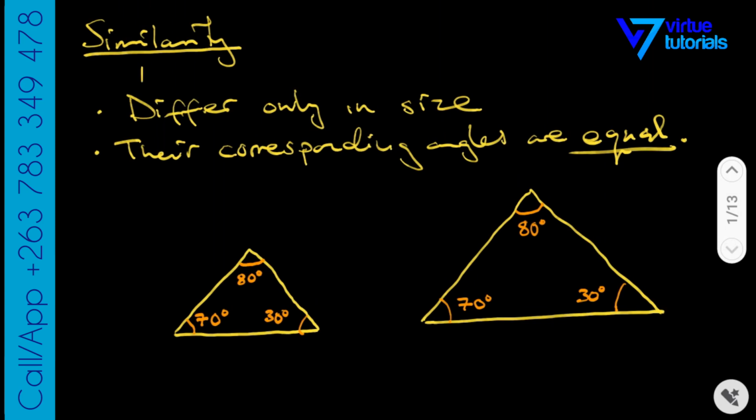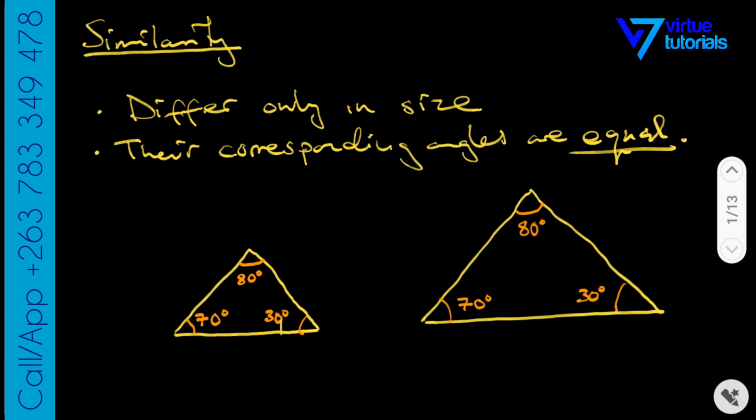Okay, we want to look at similarity. So now we want to first of all understand what similar shapes are. Similar shapes differ only in size, so that's the only difference between them. Their corresponding angles are equal. So similar shapes look the same, but they only differ in size.